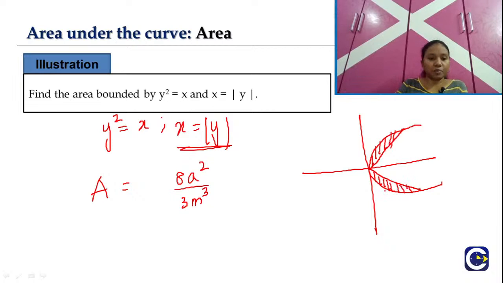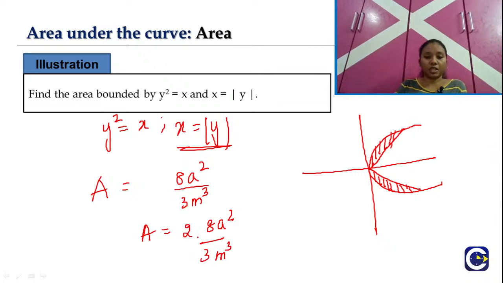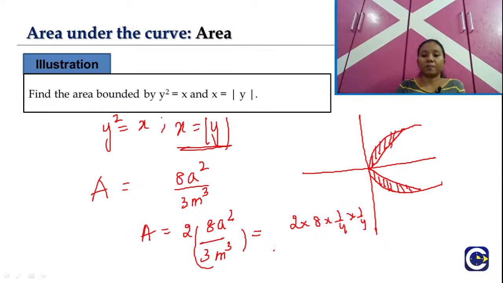As there are two parts, again here our area will be 2 times 8a square by 3m cube, like how we have done the previous one. So 2 into 8 into a square, which is 1 by 4 into 1 by 4, and 3 into 1. The denominator 16 and the 16 in the numerator both get cancelled, and it will be 1 by 3 square units. I hope you got it.